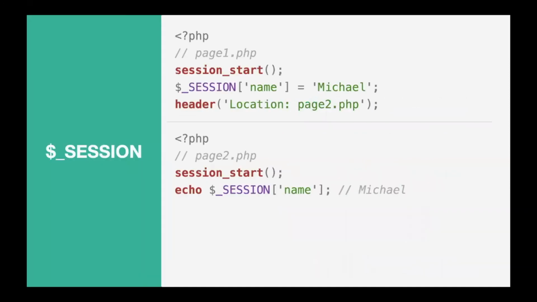Let's say we have two PHP pages. We have a page1.php and we have a page2.php. In page1.php, I call the session_start function. Then I create a session with a new key name and I set its value to Michael. And then I'm using this header. Now, header is a function that allows us to redirect one PHP page to another. So we have header here, and we're going to go to page2.php.